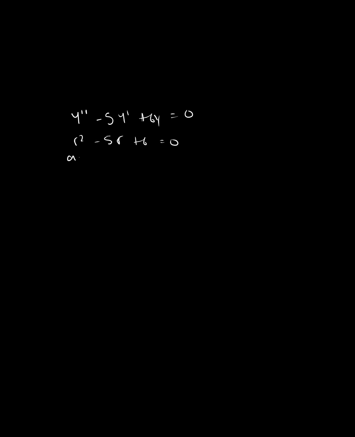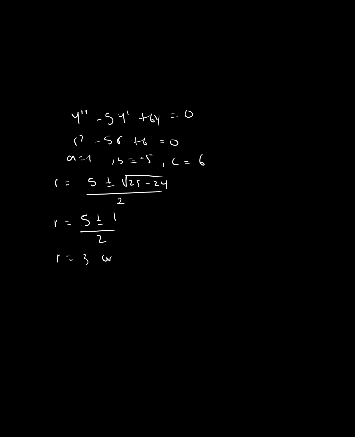Here our a is equal to 1, our b is equal to negative 5, and our c is equal to 6. So r is equal to negative b, which is going to be 5, plus or minus root b squared, which is going to be 25, minus 4ac, which is 4 times 1 times 6, which is 24, over 2a, which is 2. R is equal to 5 plus or minus root 25 minus 24, which is 1. Root 1 is 1 over 2, and then our r is equal to 5 plus 1 over 2, which is 6 over 2, which is 3, or 5 minus 1, which is 4 over 2, which is 2. So our roots are 3 or 2.